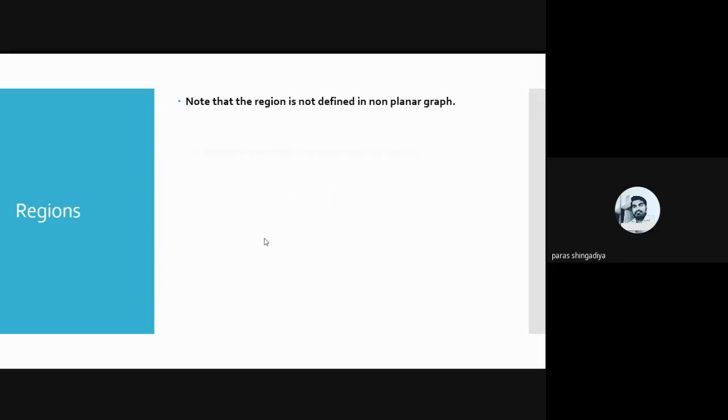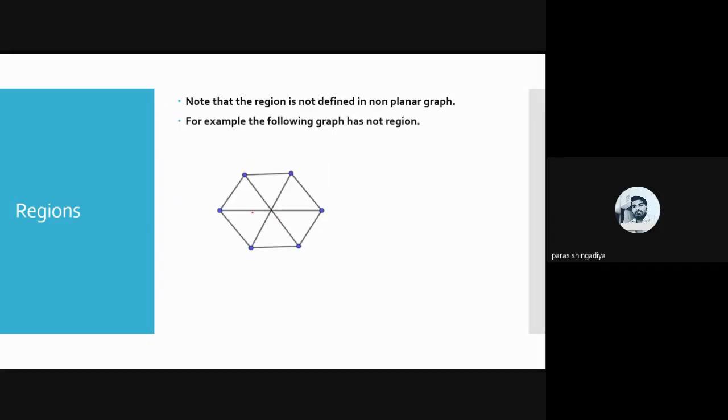And then we take one graph here which is non-planar. Here we cannot mention regions 1, 2, 3, 4, 5, 6, and 7. That is not true. We cannot define regions for a non-planar graph. So first you have to convert it to a planar graph if it is possible. Otherwise, at last we say it is non-planar, so we cannot define regions for a non-planar graph.